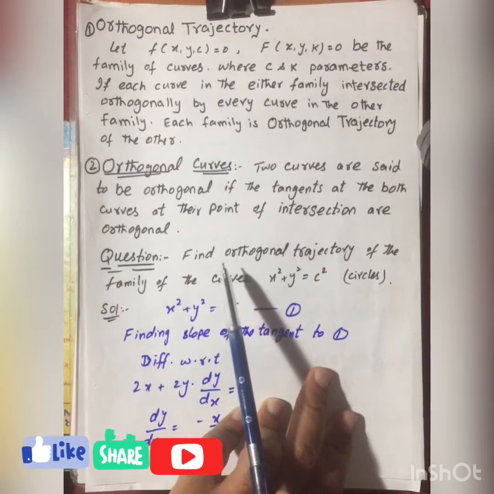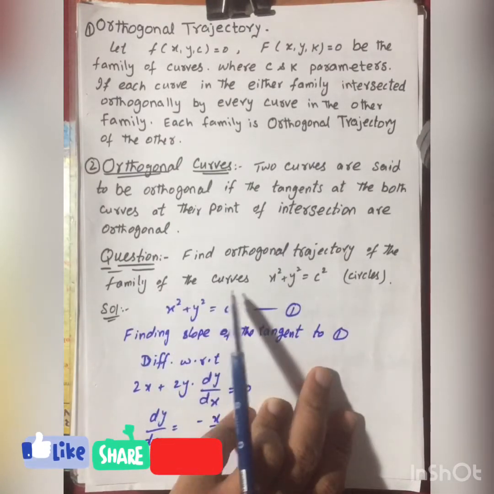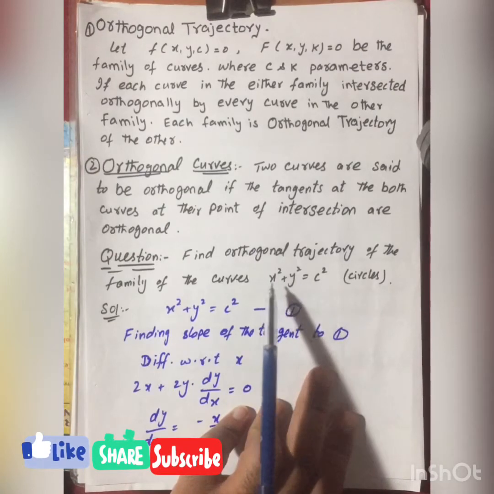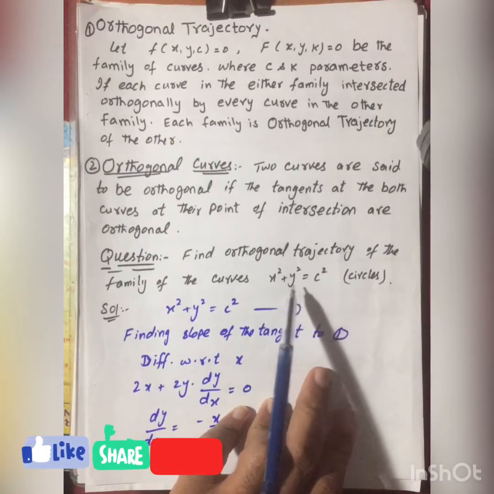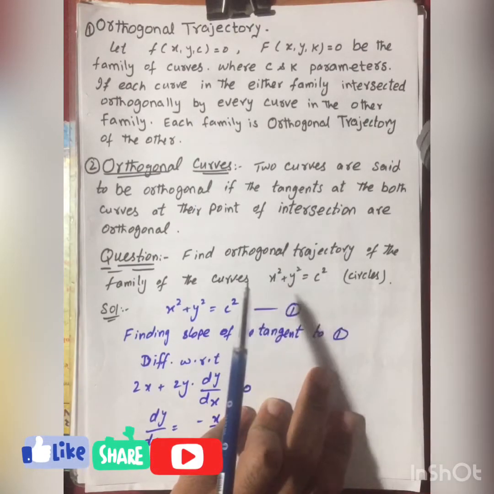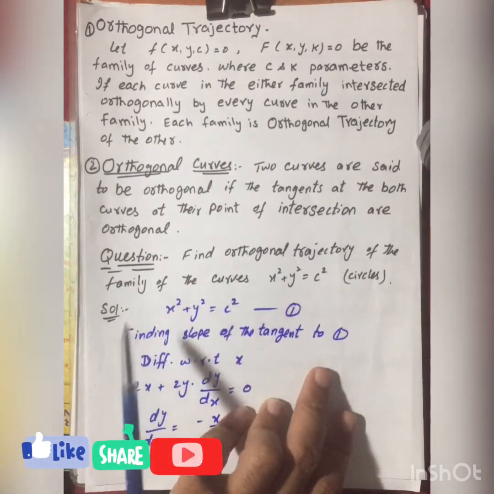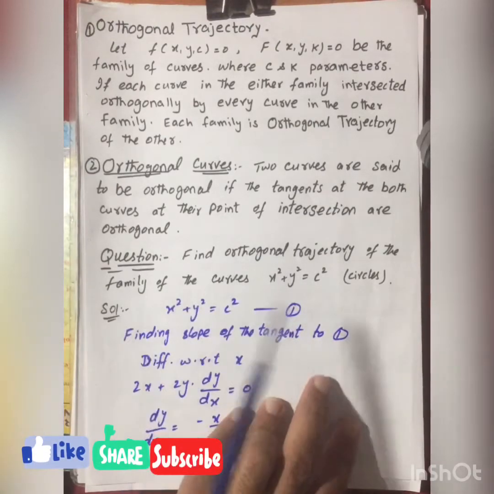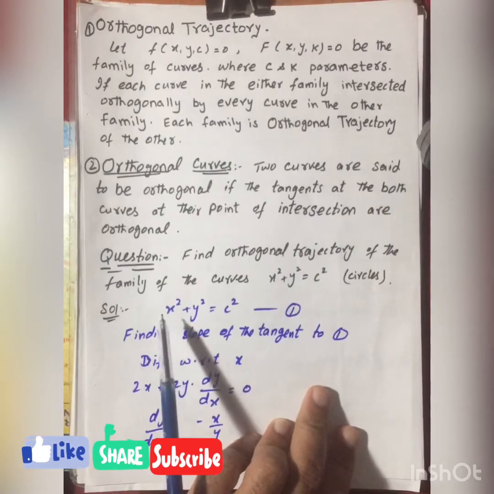The question is: find the orthogonal trajectory of the family of curves x square plus y square equals c. So you know that this is a family of circles. Different values of c give us different circles, different sizes of circles. c will be 0, 1, 2, 3, 4, whatever it is. Okay, c is the radius. x square plus y square equals c.